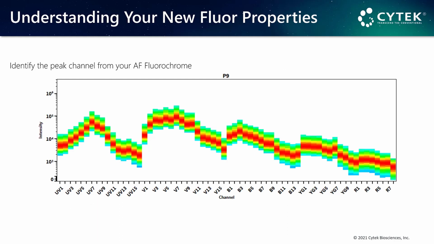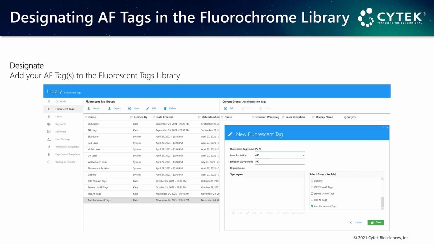Now we have our collection of files, including the new autofluorescent fluors and the AF dim. We need to instruct the software about how these tags are going to be used for the unmixing algorithm. So look at the signature of each of your new populations and determine what is the peak channel. In this example, the peak channel is V7, which equals 542 nanometers. Armed with this information, we can now go ahead and create a custom fluorochrome in our fluorochrome library, and this fluorochrome can then be added into our experiment to be included for unmixing.